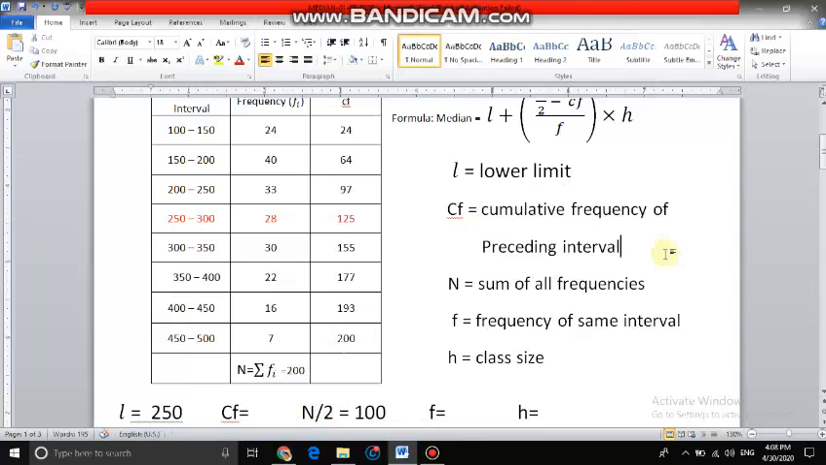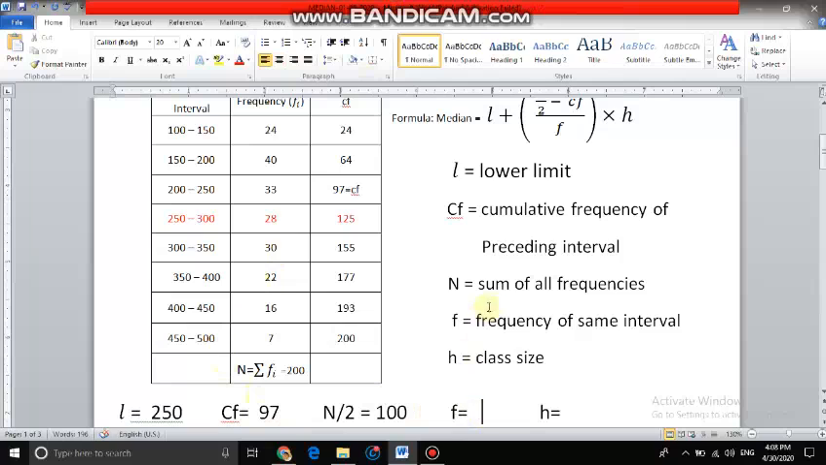Preceding means just above that one. This is the column you have highlighted. Okay. So the preceding means the above one. This value will become CF. So my CF value is 97.